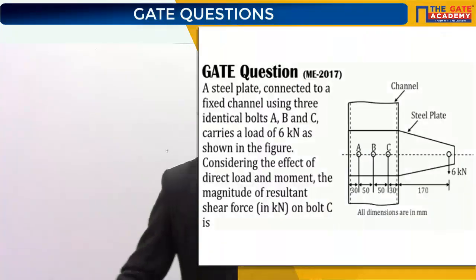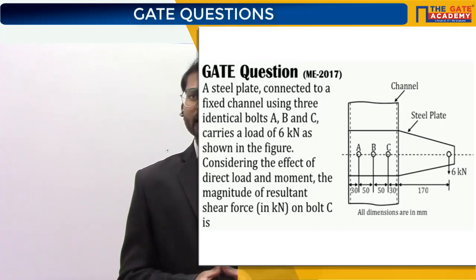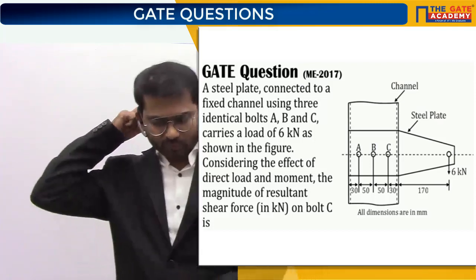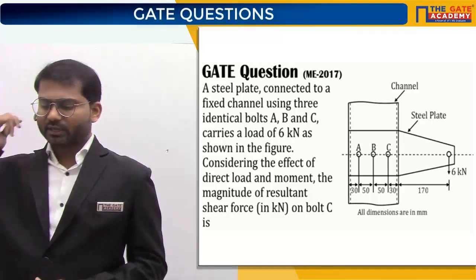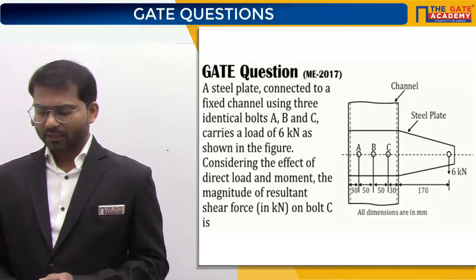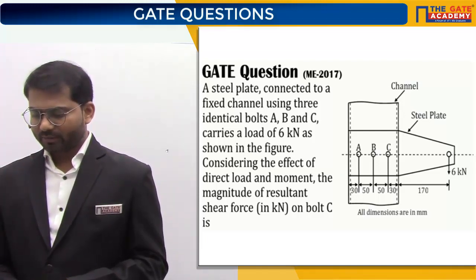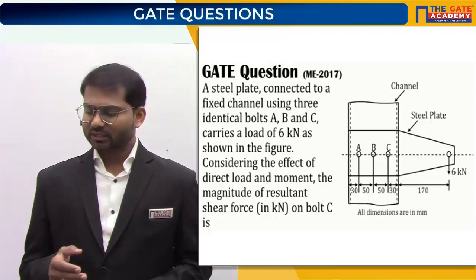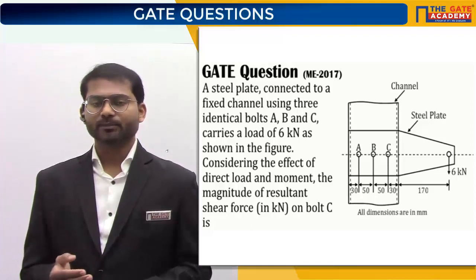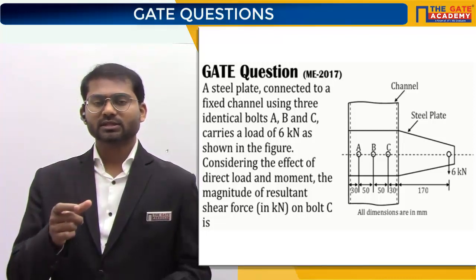I'll solve this question so that if there is any doubt, you can get it clarified. It is given that a steel plate connected to a fixed channel using 3 identical bolts A, B and C carries a load of 6 kilonewton as shown in the figure. Considering the effect of the direct load and moment, the magnitude of the resultant shear force on bolt C is. So they are asking us to get the value of the shear force on bolt C. They're asking us to get the shear force value here.